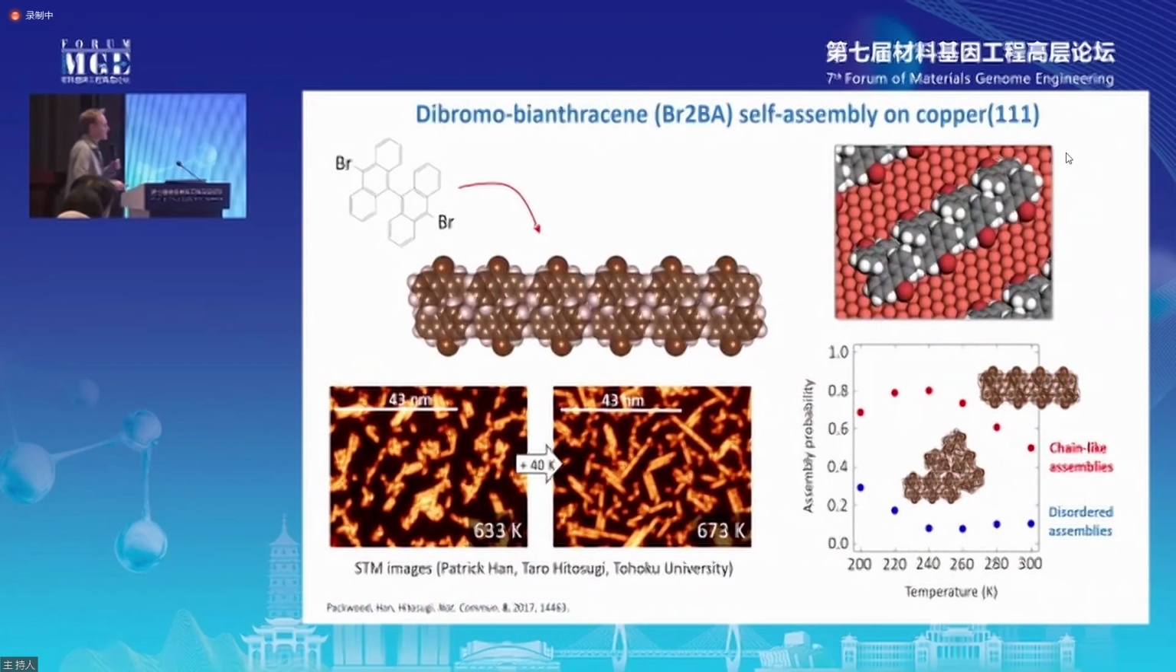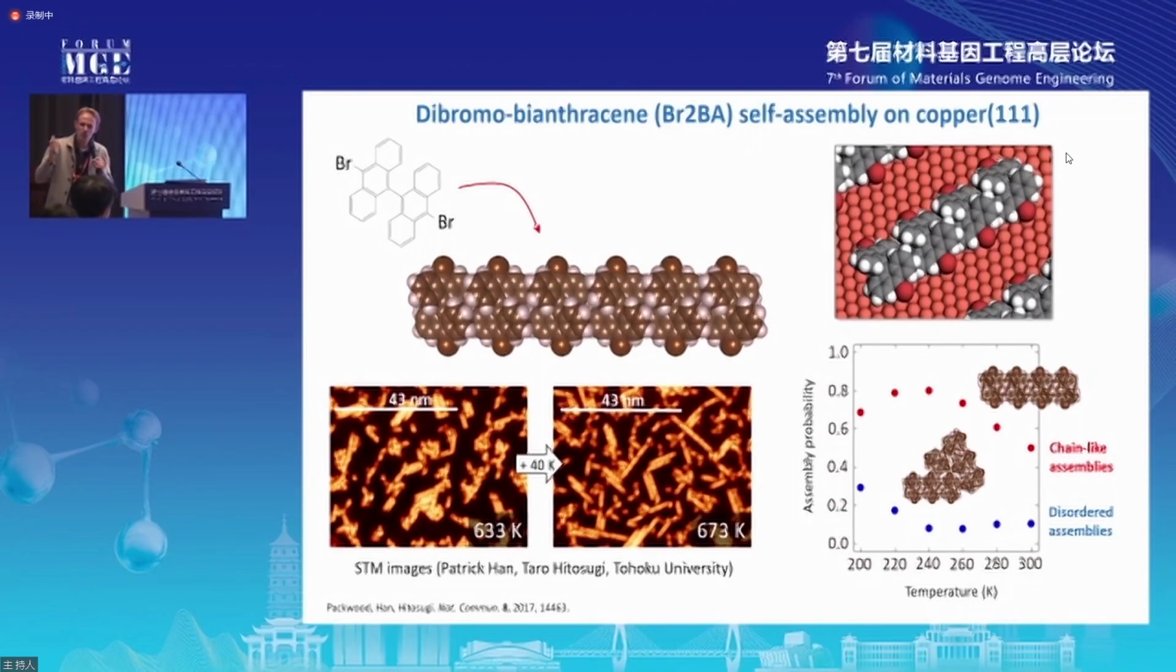Now we've tested it for other systems. This is a much older calculation. It was done in 2017. We weren't as good at it then, but you can see we tested it out on this dibromobianthracene, which in the experiment gives these nice chain-shaped assemblies. We can also reproduce that with our method.